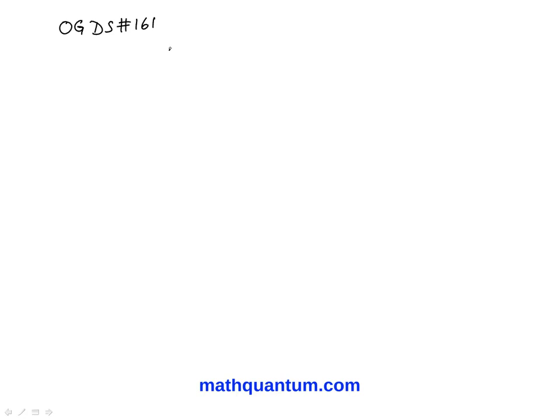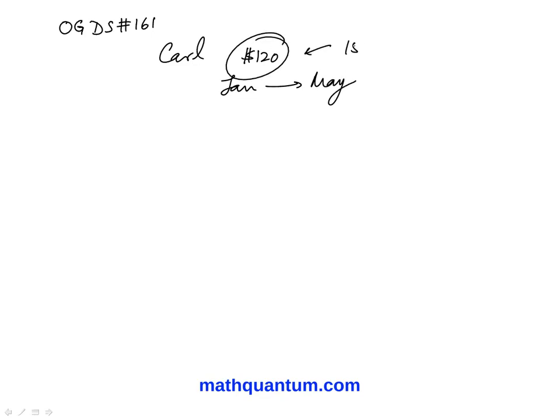So in this problem, we're given that Carl made deposits of $120 for several consecutive months. So this could be from January to May. Each month, he made $120 deposits on the 15th of each month. And then for the remaining months of that year, he withdrew $50, again on the 15th of each month.